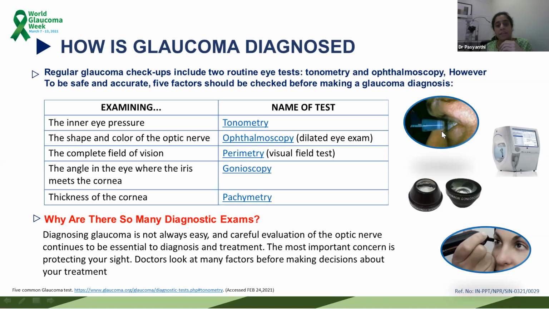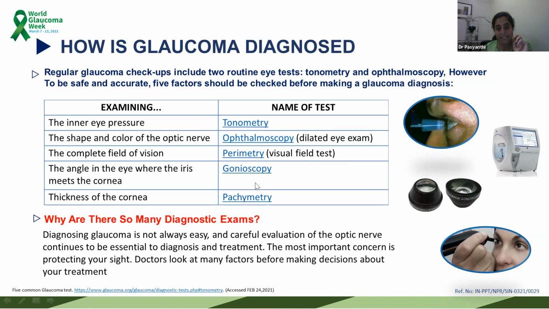The next thing is the dilated examination. That is, you see the optic nerve. So you need to have a dilated examination in the eye specialist clinic so that you can see the health of the optic nerve. And then we can see the perimetry, that is the field of vision. That is because this is affected when the optic nerve is damaged. So you need to check the field of vision.